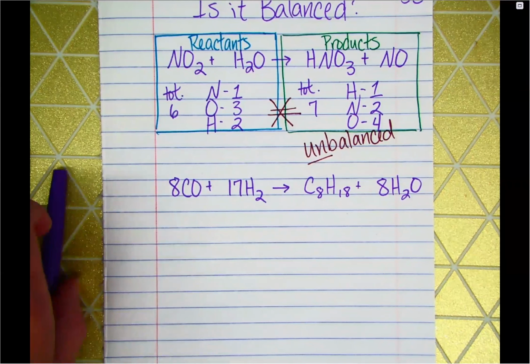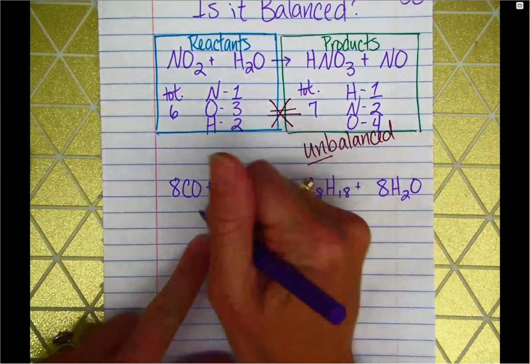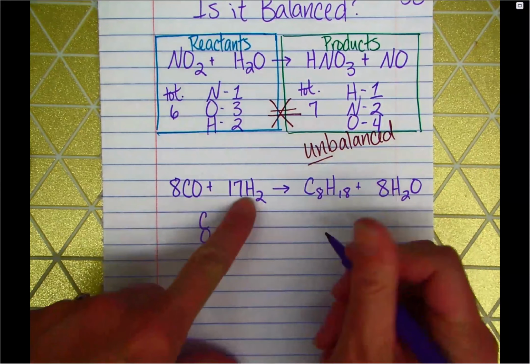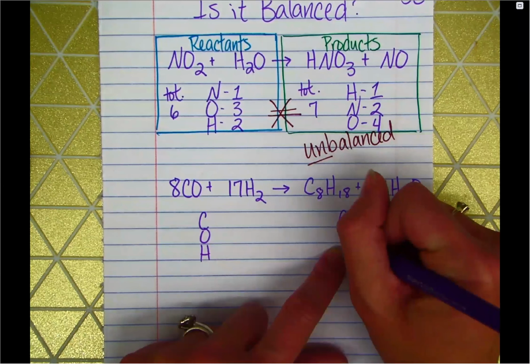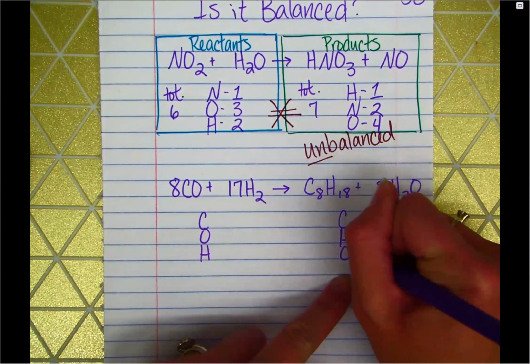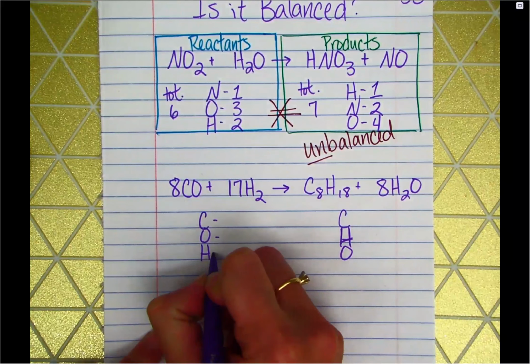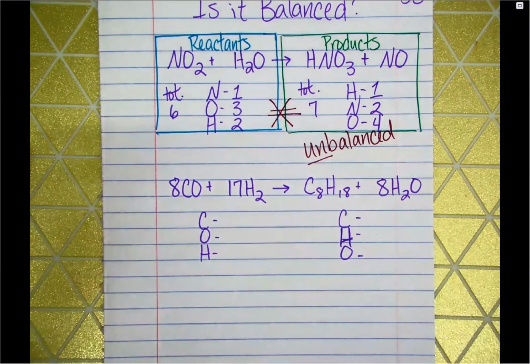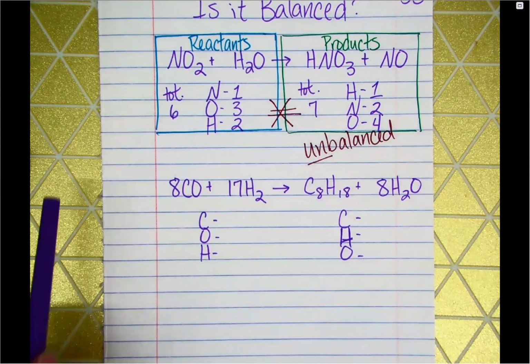Step 1, figure out what types of atoms we're working with. C, O, H, C, H, H, O. Same type. Good start. Next thing, you need to count using our skills we used when we were counting atoms in all of our molecules and figure out how many of each of these we have.